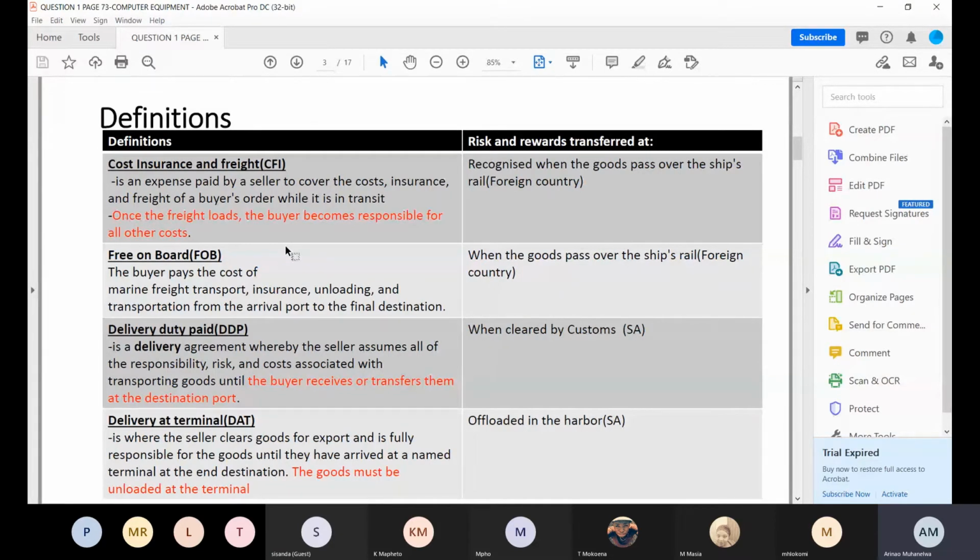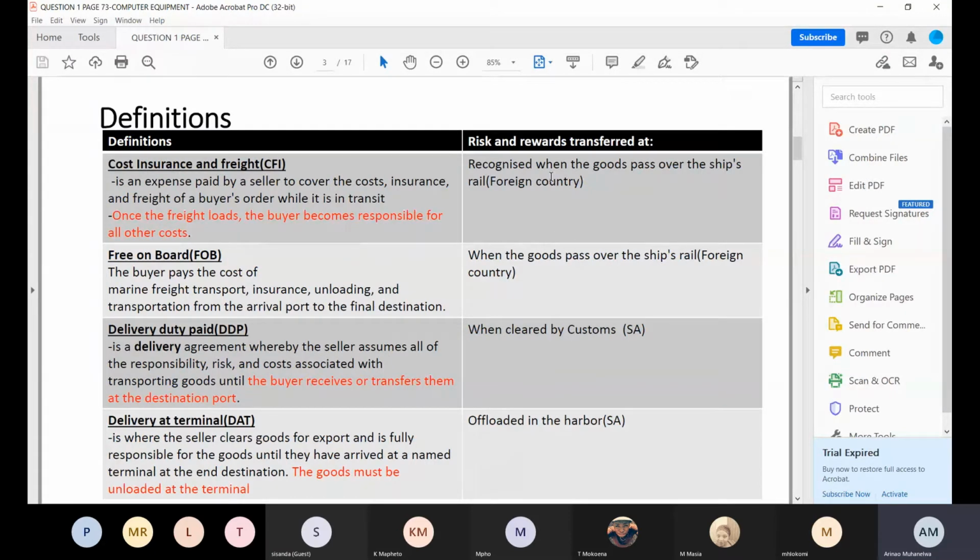However, once the freight or whatever you bought is loaded, then the buyer becomes responsible for all other costs. So now, when it comes to a foreign exchange transaction, we need to know that if we have this type of contract, which is CIF, at which point then we're going to start to recognize our transaction.